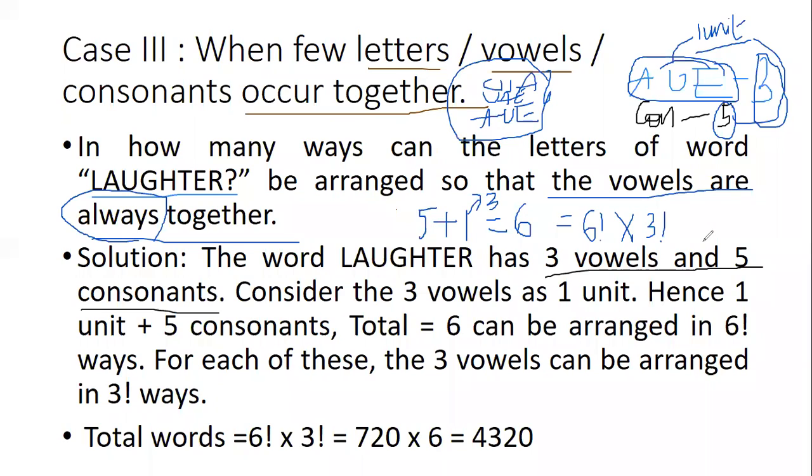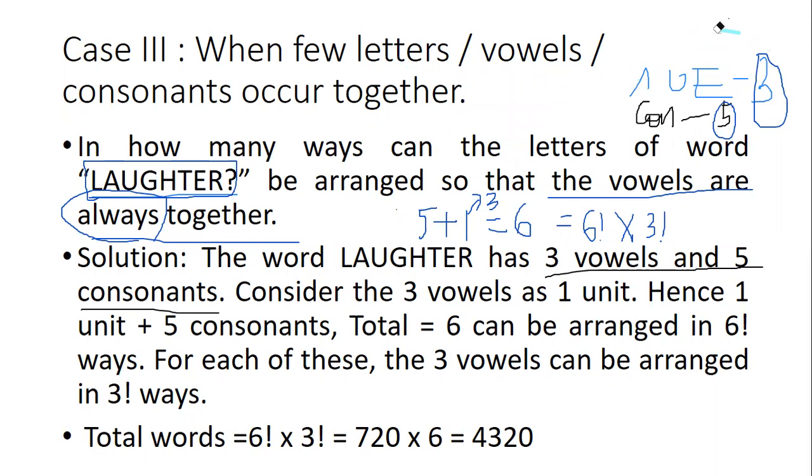So first, listen carefully, I'm summarizing the whole problem. First, what did we do? We understood that in this word laughter there are 3 vowels and 5 consonants. Now when it comes to the vowels, they said they are supposed to be always together, so I consider them as one unit. And then I have 5 consonants, so 5 plus 1 is 6, so I can arrange them in 6 factorial ways.